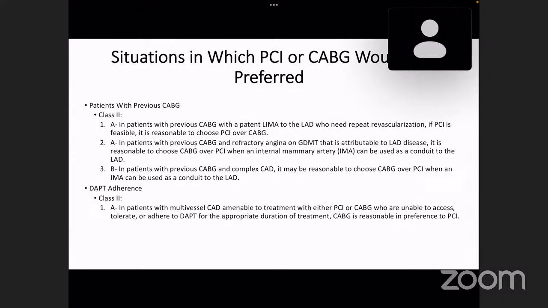For dual antiplatelet adherence, class 2A: in patients with multivessel coronary artery disease amenable to treatment with either PCI or CABG who are unable to access, tolerate, or adhere to dual antiplatelet therapy for the appropriate duration of treatment, CABG is reasonable in preference to PCI.